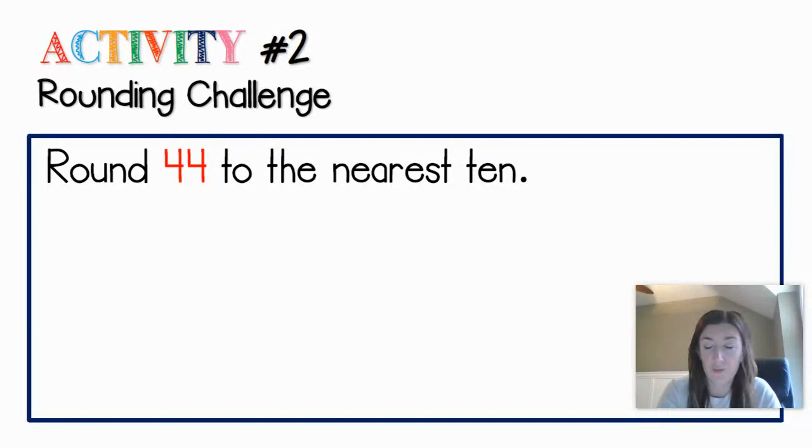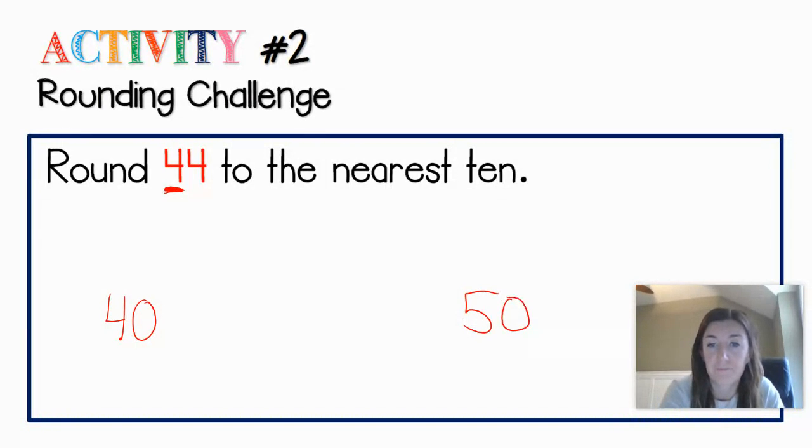Okay, let's try another one. Write this on your board. Okay, so 44, we underline the tens place. So our benchmark numbers are 40 and 50. When we look to the right, we see a 4 there. We look in the ones place and see a 4. And remember, the midpoint is 45.